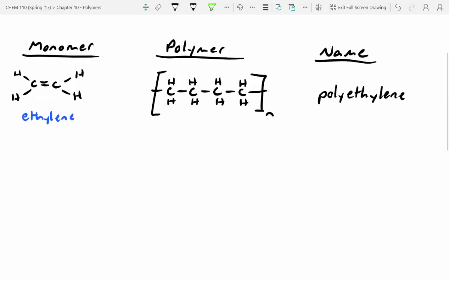All right, let's try a new monomer. I want you guys to help me name this. What would this monomer be called? We now have three carbons with an alkene. So what's the prefix for three? Prop. So what would the suffix be if it's prop? Propene or propylene, depending on the naming system you use. Most people will call this propylene, kind of like ethylene.